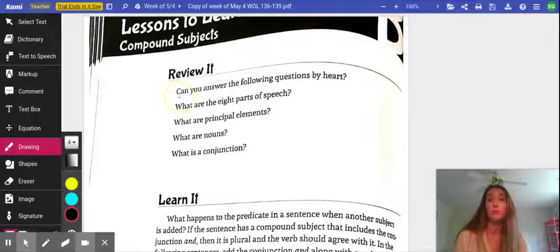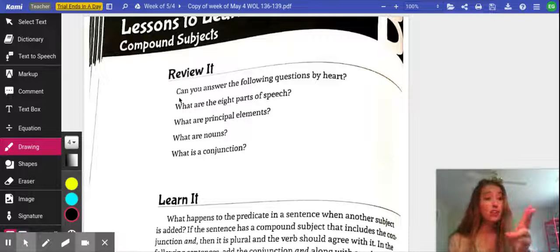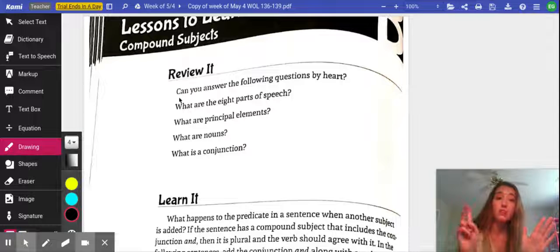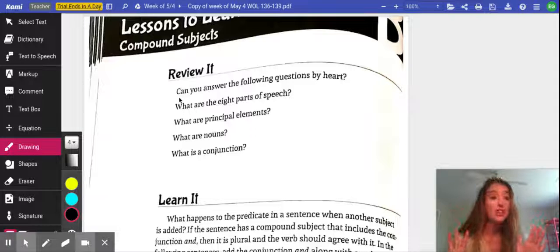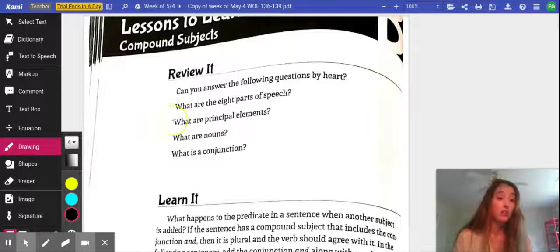beginning with 8 parts of speech. Sing along with me. The 8 parts of speech are classes of words with the same kind of meaning and use. They are nouns, verbs, adjectives, adverbs, prepositions, pronouns, conjunctions, interjections. These are the 8 parts of speech, classes of words with the same kind of meaning and use. Okay, we've learned about all of those so far except for interjections.